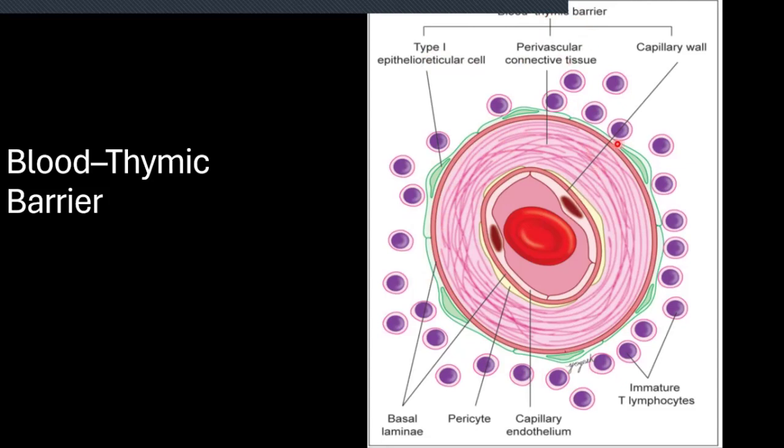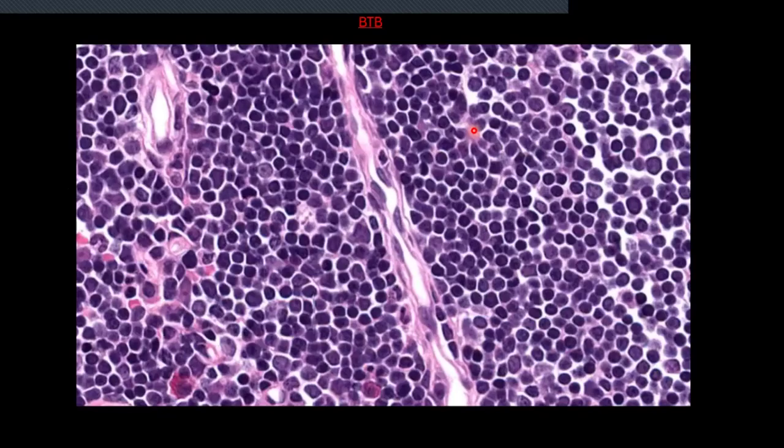So the blood thymic barrier is formed by the capillary wall, and this wall will be formed by the endothelial cell and its basal lamina. Okay, and then the perivascular connective tissue, and within it you might find macrophages and also fibroblasts, and then type 1 epithelial reticular cell together with its basal lamina. So we have tight junctions between these epithelial reticular cells, and those tight junctions are important for the integrity of the blood thymic barrier.